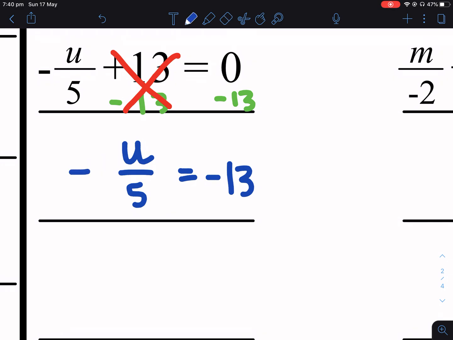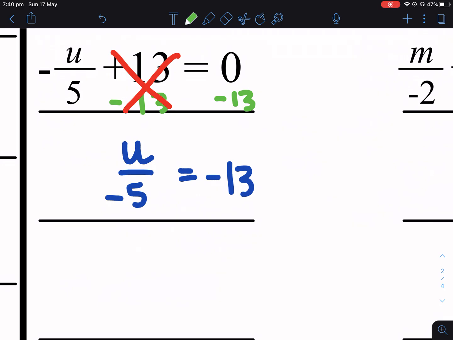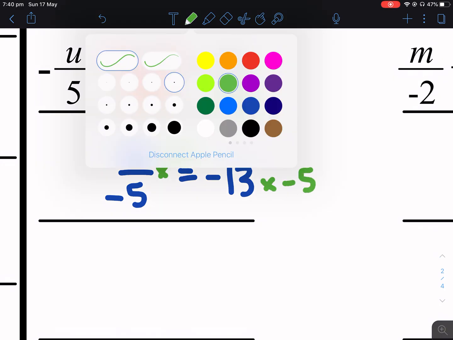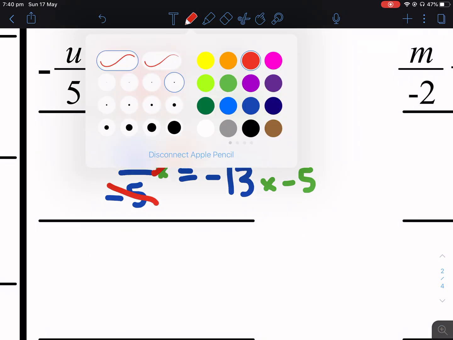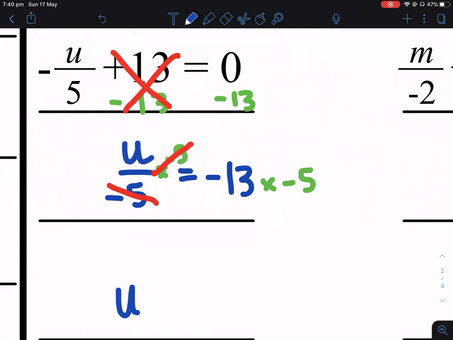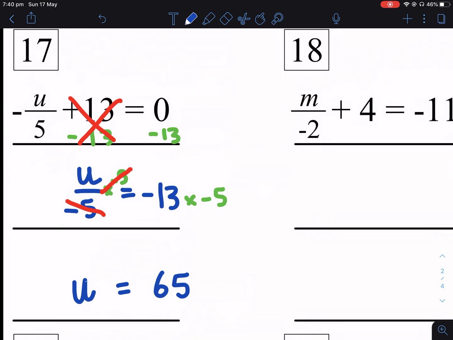That negative can either be at the front, or it can be with the u, or it can be with the 5. And I always like to treat it like it's with the bottom for these. Because now I can just go times minus 5, times minus 5. And if you divide by minus 5 and times by minus 5, they disappear. So I just get normal u equals negative 13 times negative 5, positive 65.